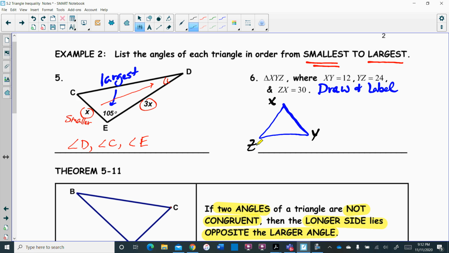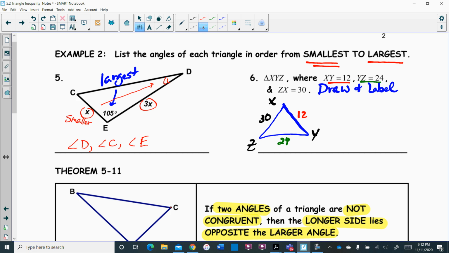All right. Then they tell us that XY is 12. So between X and Y, I'm going to put the 12 right there. It tells us that YZ is 24, so I'm going to put 24 right there. And it tells us that XZ is 30. Put the 30 there. Now, they want us to list the angles in order from smallest to largest.